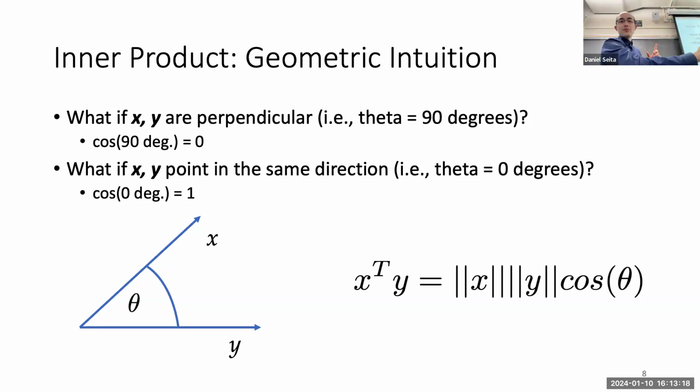And on the other end of the spectrum, if you have the cosine of 0, which is 1, then the inner product of x and y is in some sense maximized, like they're pointing in the same general direction. So the inner product is just the product of the two norms.